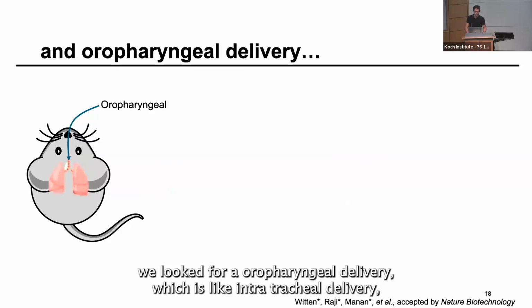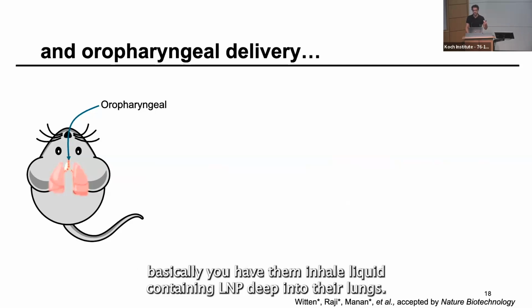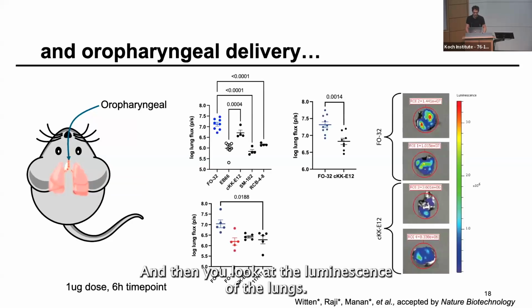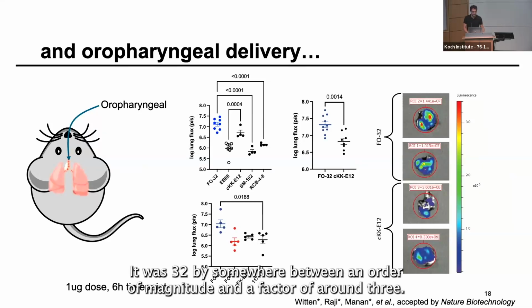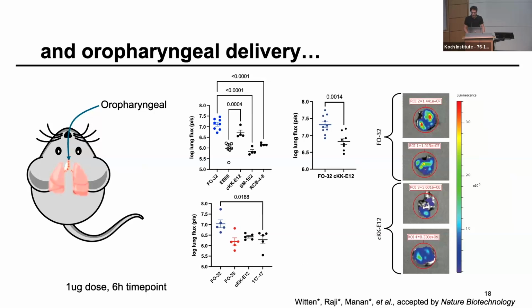And to do that, we looked at oropharyngeal delivery, which is like intratracheal delivery, if you're familiar with that, without a catheter. Basically, you have them inhale liquid containing LNP deep into their lungs. And then you look at the luminescence of the lungs. And here, FO35, and especially FO32, basically outperform everything we could throw at it. FO32 by somewhere between an order of magnitude and a factor of around 3. It outperformed every different control that we were able to test.